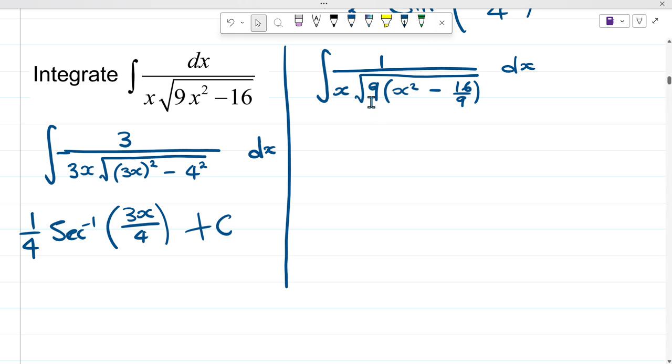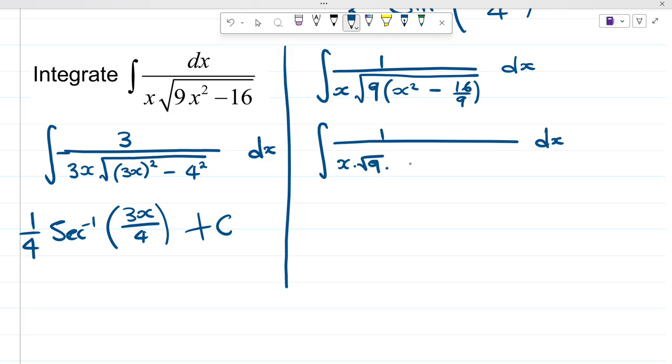Then from there, we're going to split. So we're going to make square root of 9 to have its own square root, and then this one to have its own square root, since these two things are multiplying each other. Makes sense, right? And then from there, we are then going to have 1 divided by square root of 9 multiplied by square root of x squared minus 16 over 9.